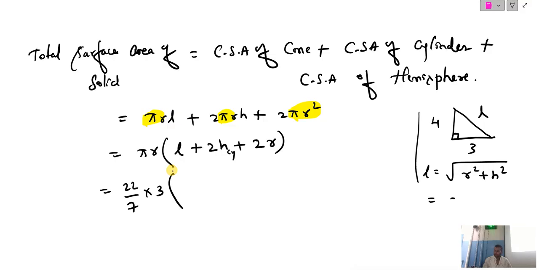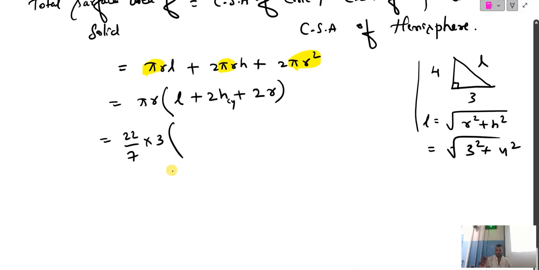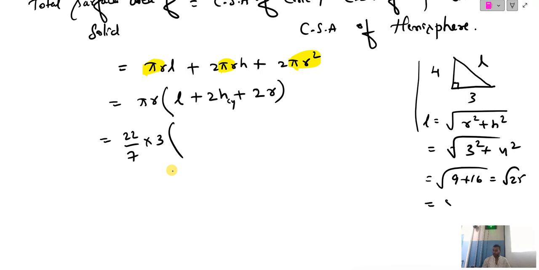What is R square? 3 square. H square? 4 square. What is 3 square? 9 plus 16 is equal to root 25. Root 25 is 5 centimeters. So the value of slant height is 5, plus 2 into height of cylinder 6, right? Plus 2 into radius, which is 3.